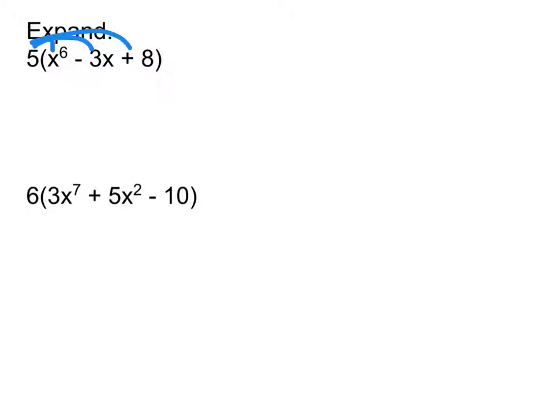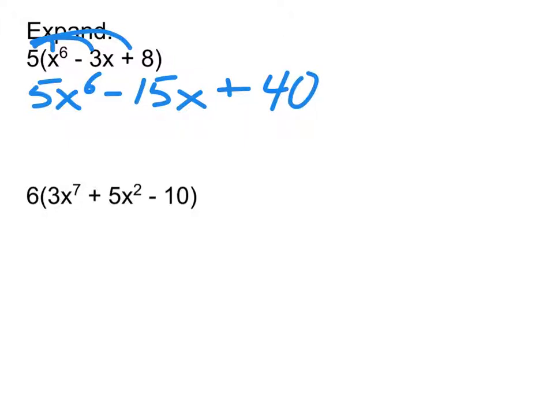So for doing this one, if I multiply the 5 into every term, 5 times x to the 6 gives me 5x to the 6. The minus, of course, stays a minus. And then I do 5 times 3x. So 5 times 3 is 15. And there's nothing changing the x, so it stays an x. And then the plus stays a plus. And then I do the 5 times the 8. That gives me 40. That's it. That's our final answer, because there's nothing that can be combined there. There are no like terms that I can add.